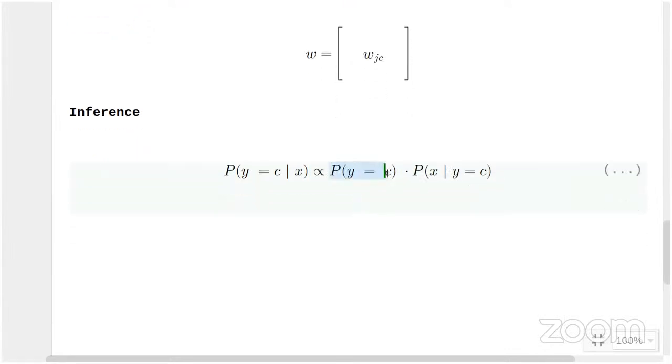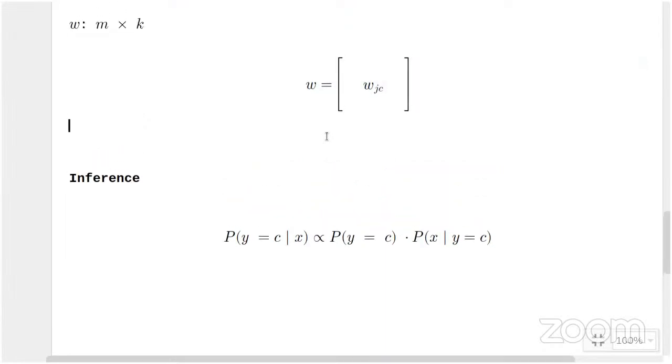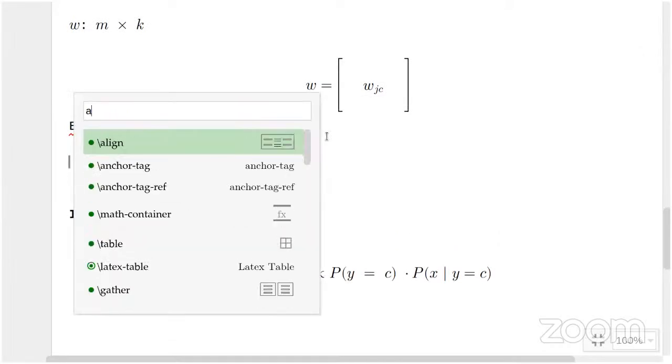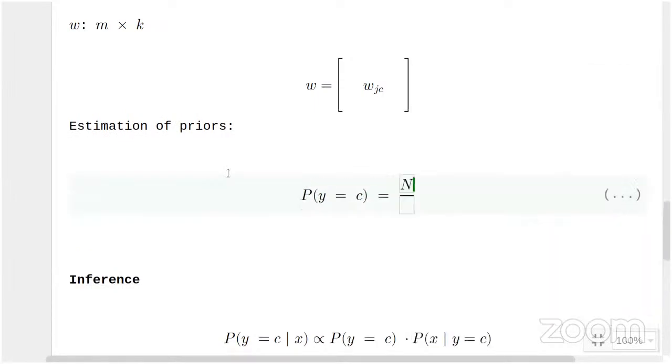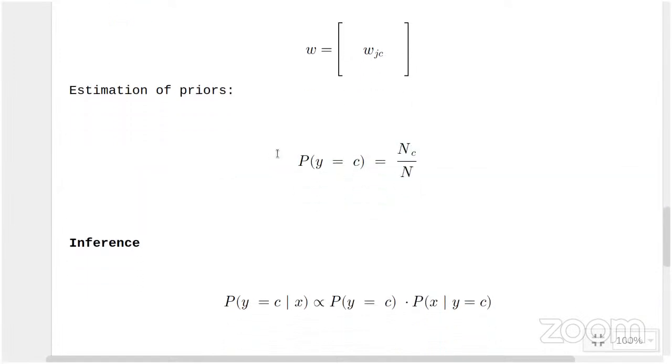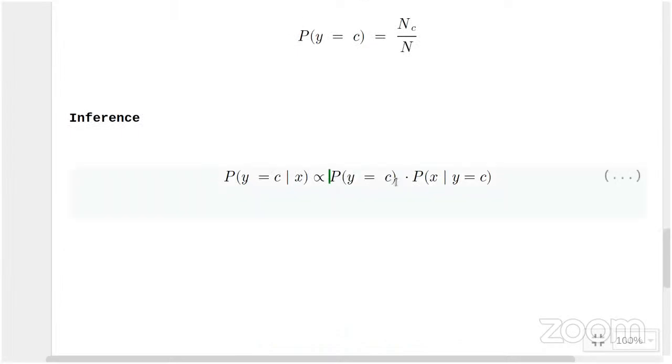These are priors, right? You estimate priors in a very simple manner. So I'll just quickly write that down here. Estimation of priors is very simple. How do you estimate the prior? P of y equal to C is the number of examples that belong to class C divided by the total number of examples, NC by N. So assume that you already have that.